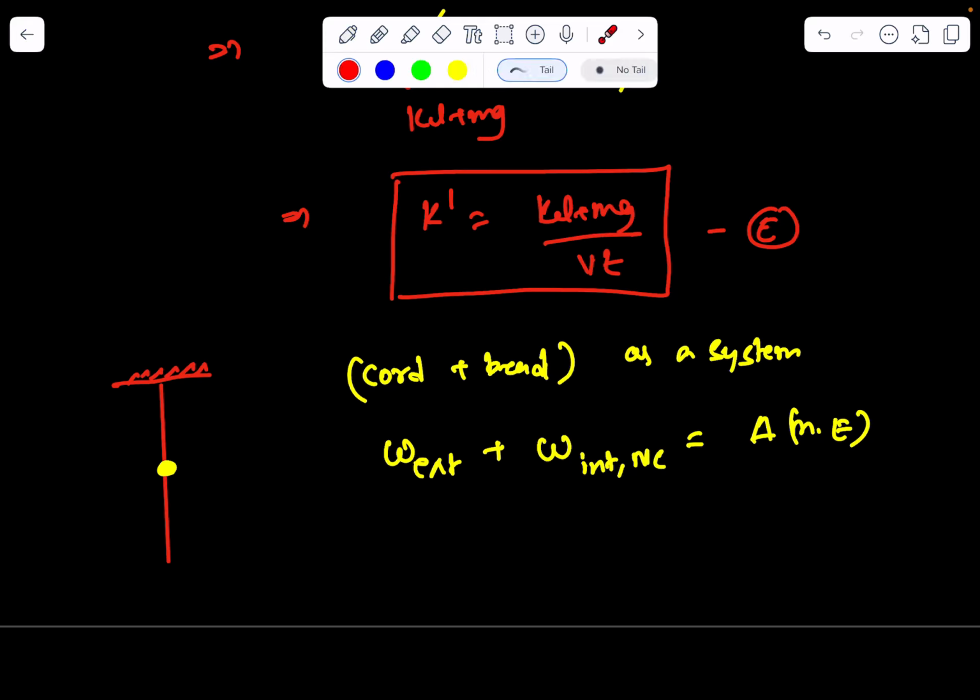If you have chosen the cord plus bead as a system, what are the forces acting here? The ceiling applies a force at the topmost end in this direction, because the cord is in a stretched state and pulls that topmost point. But this force doesn't do any work because the displacement of this point is 0. Apart from that, the other external force acting on the system is gravity. Earth is not a part of our system, so gravity will pull this bead down.